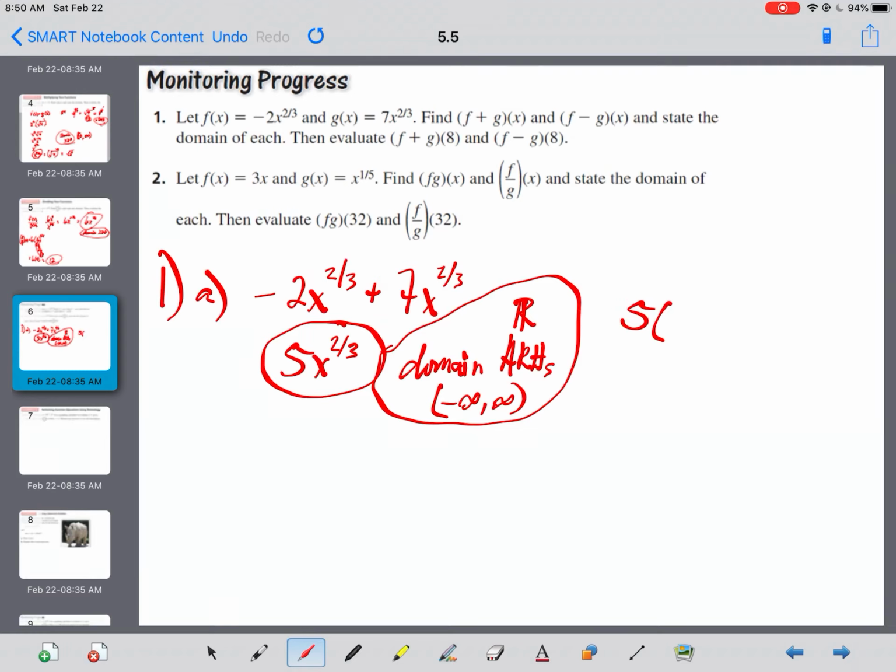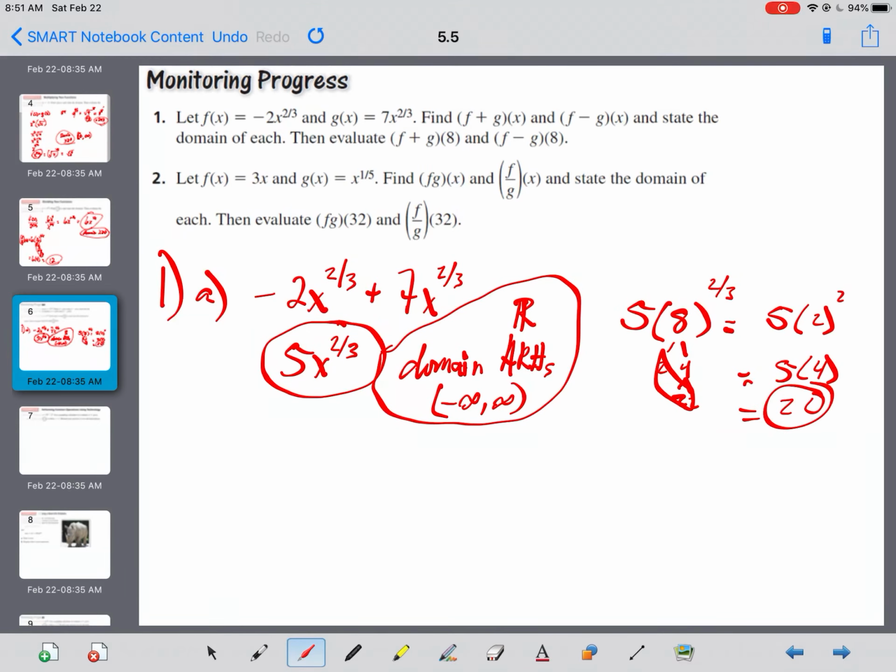So 5 times something to the 2/3, and we're going to put an 8 in there. Let's say we got the third root of 8, 2 times 4, and 2 times 2. It's 3 2s. So that's 5 times 2 squared. And 2 squared is 4, and 5 times 4 is 20.